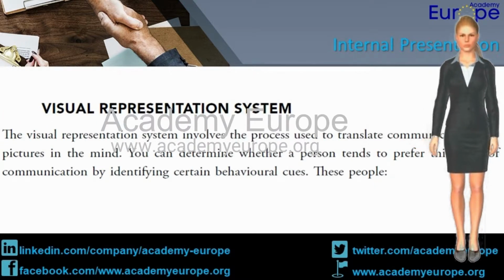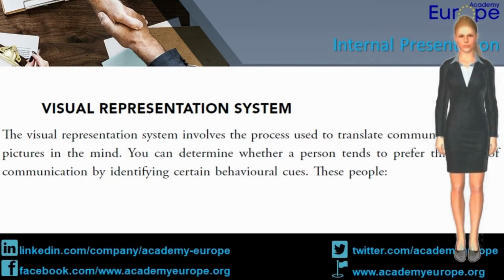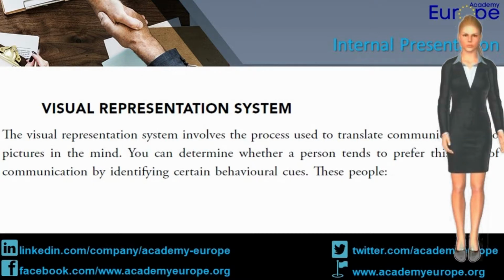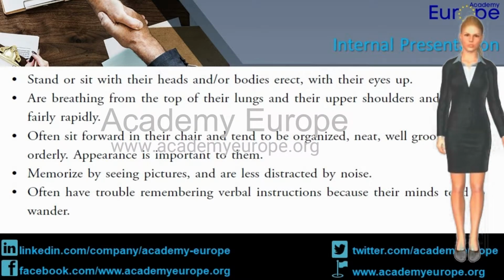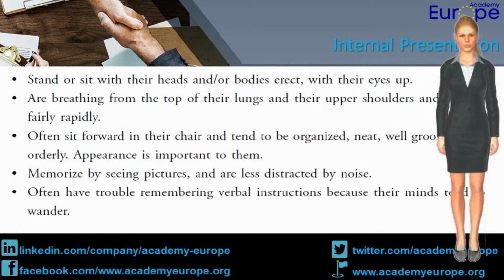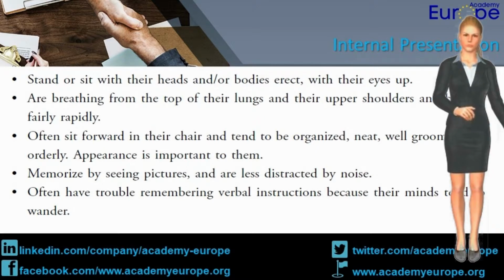Visual representation system. The visual representation system involves the process used to translate communication into pictures in the mind. You can determine whether a person tends to prefer this form of communication by identifying certain behavioral cues. These people stand or sit with their heads and/or bodies erect, with their eyes up, are breathing from the top of their lungs and their upper shoulders and breathe fairly rapidly, often sit forward in their chair and tend to be organized, neat, well-groomed and orderly. Appearance is important to them.